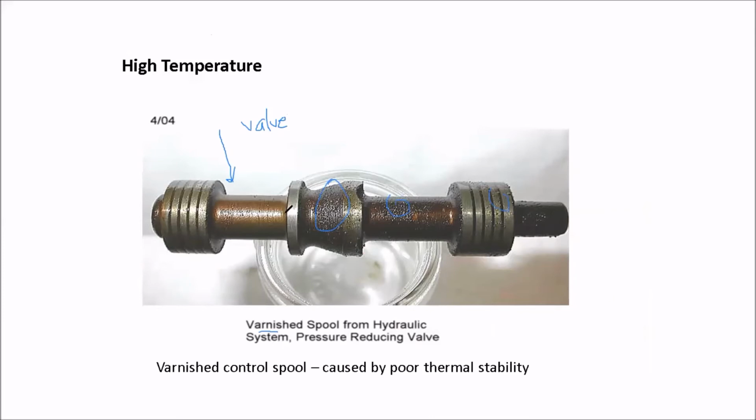So what happens when you have this? The switching of the valve will be slow or intermittent, or it does not switch. This is caused by poor thermal stability. Poor thermal stability will cause oxidation. You should remember this.